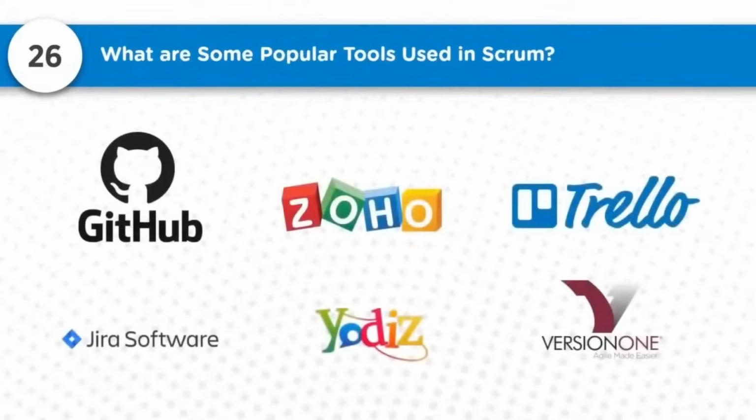So next question, what are some popular tools used in Scrum? These are the list. You can think of GitHub, Zoho, Trello, Jira Software, VersionOne. Now what I am saying is these are technology tools. But when we say tools, we cannot just limit our thought to technology tools. What exactly does this tool do? What are the techniques used? That we need to be very clear about.